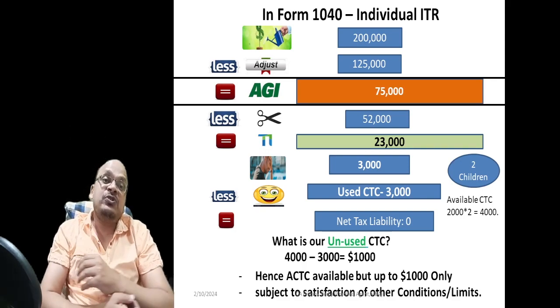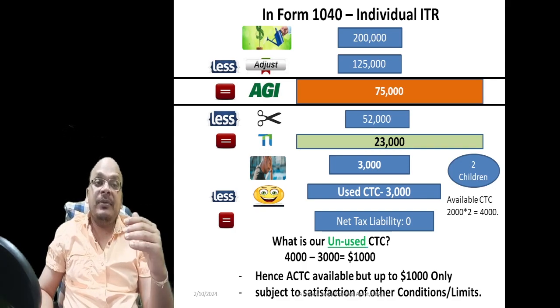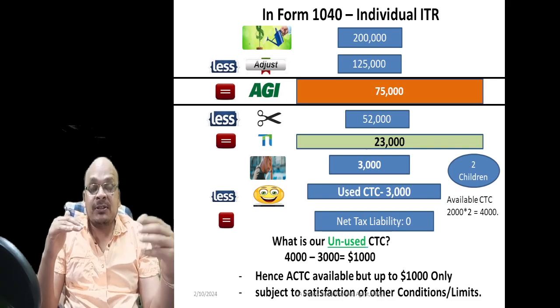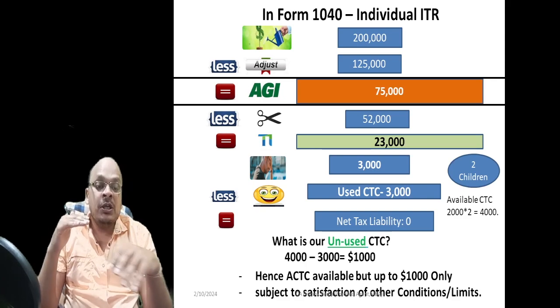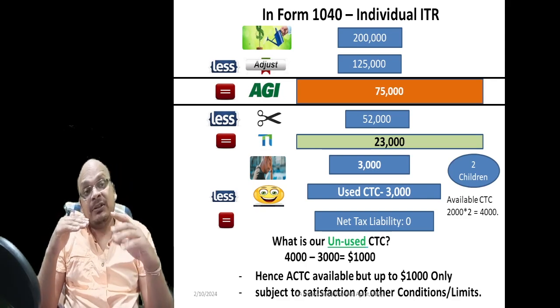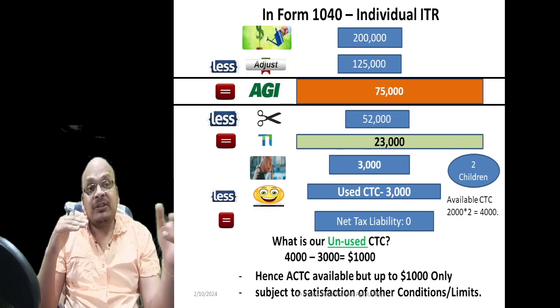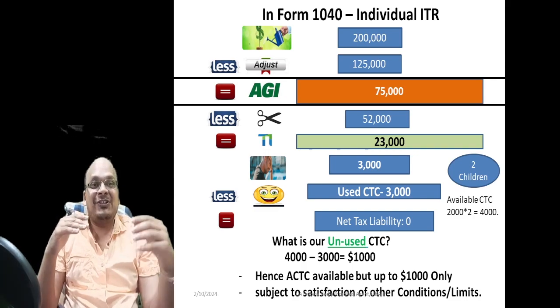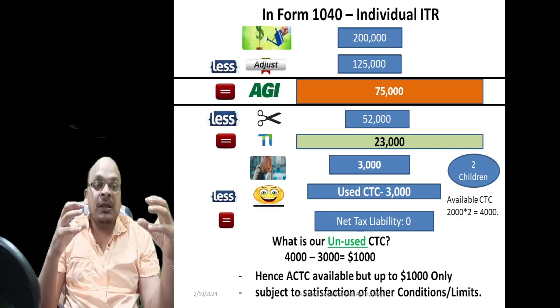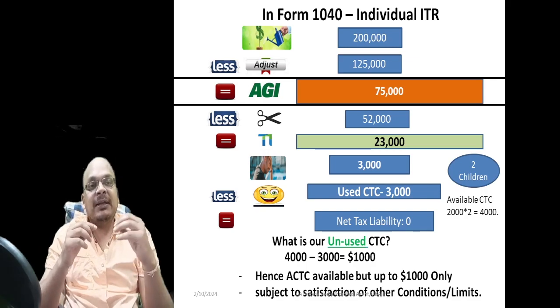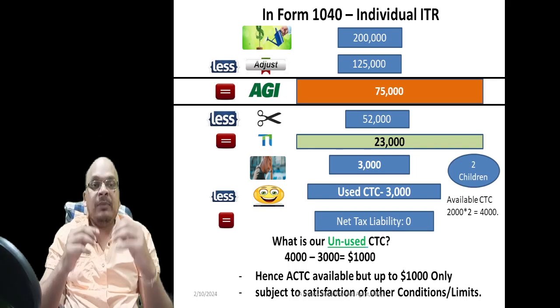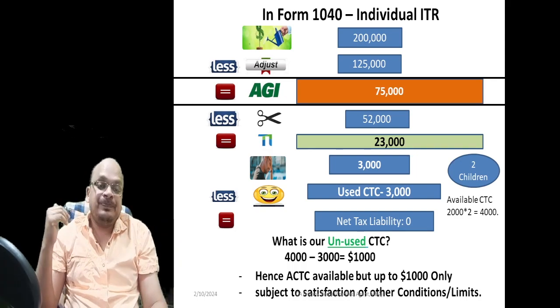So $1,000 is one of our limiting factors. Another limiting factor is $1,500, as we discussed in the previous slide. The additional child tax credit has an upper limit of $1,500. Now you have a second limit, $1,000. Then you have a third limit, the phase out limits. Then you have the earned income test. So these are several factors that have to be looked at before deciding the exact amount that a taxpayer will be eligible to claim as a refund, right?